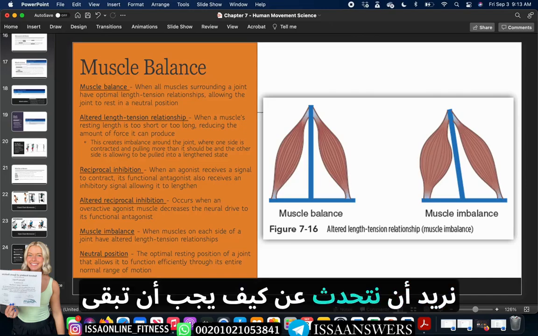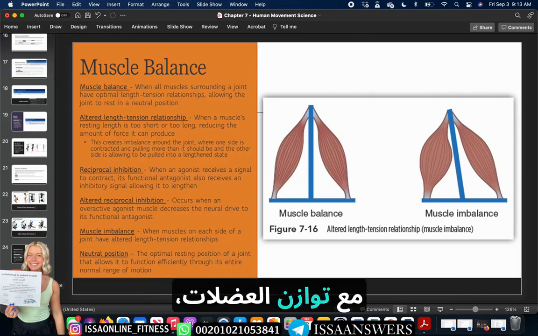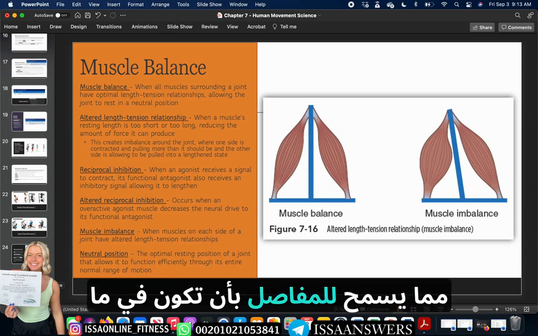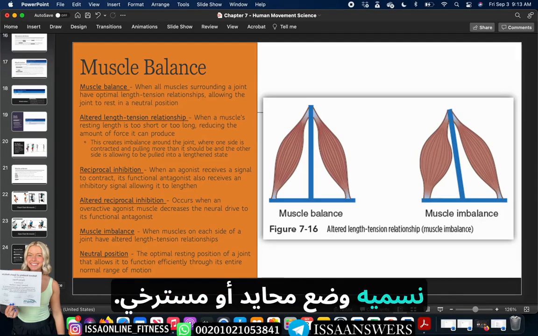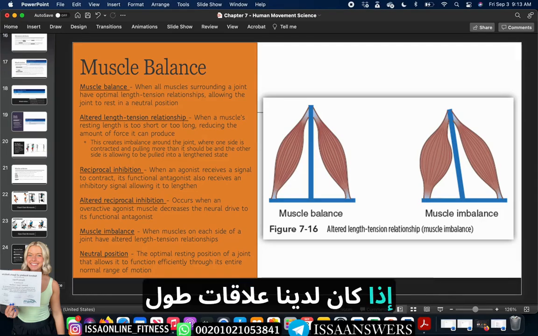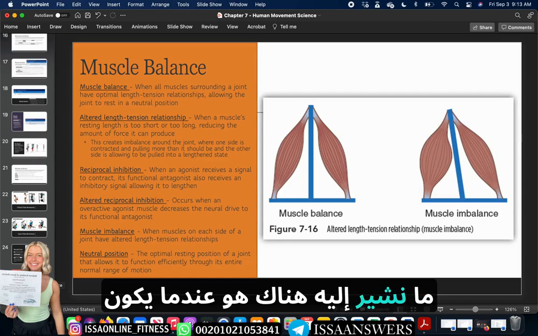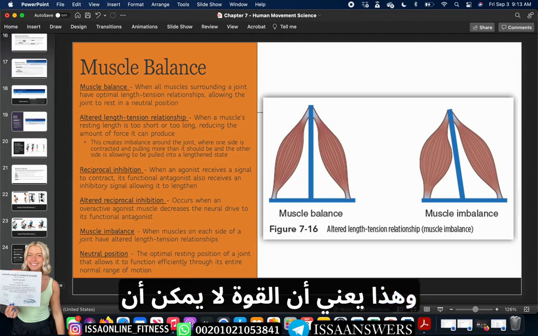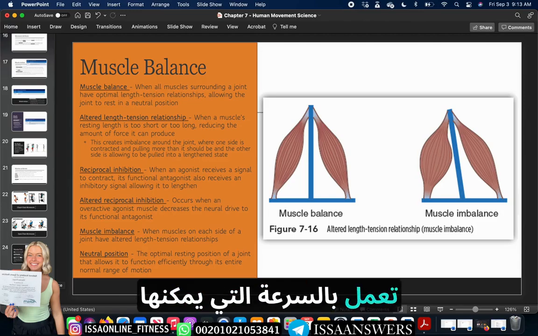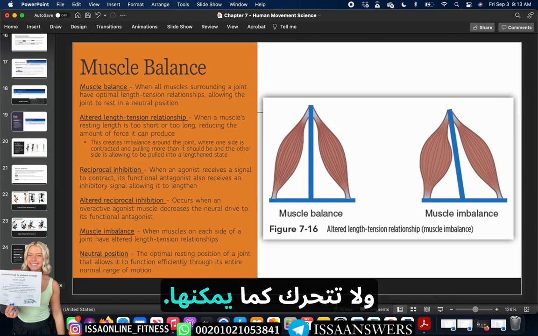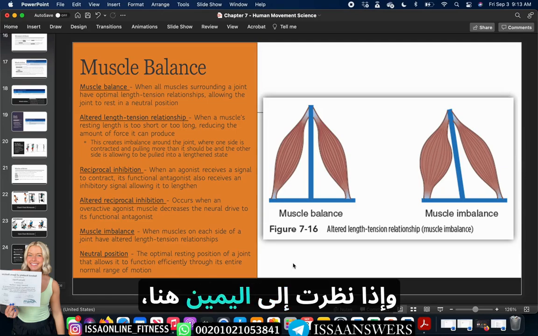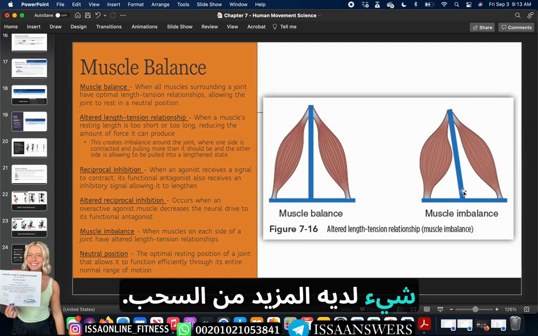So with that, we want to talk about how muscles need to stay balanced, all right? With muscle balance, we're talking about how there are optimal length-tension relationships, allowing joints to be resting in what we would call a neutral or relaxed position. All right. If we have altered length-tension relationships, what we're referring to there is when your resting length is either too short or too long, and that means that the force cannot act as fast as it can and move as good as it can. So therefore, altered length-tension relationships create imbalances. And if you look on the right here, you'll notice that as you look at this picture, something that has more pull, okay.